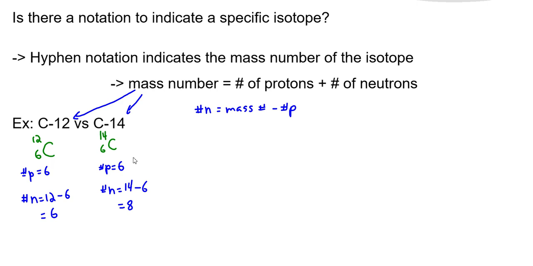Hyphen notation avoids us having to write the atomic number, and it's a bit of a cleaner notation that way and avoids the subscripts and superscripts.